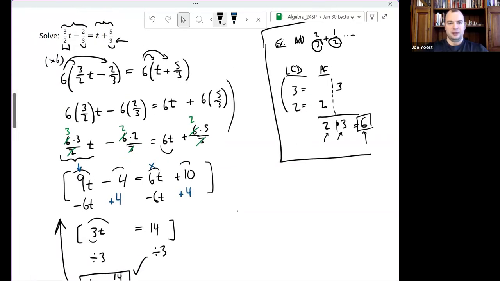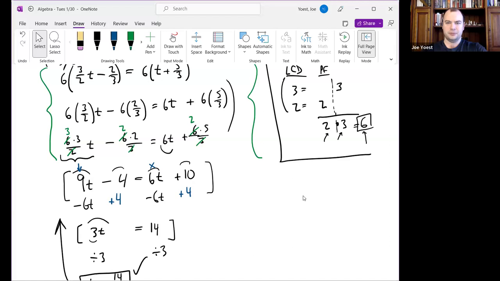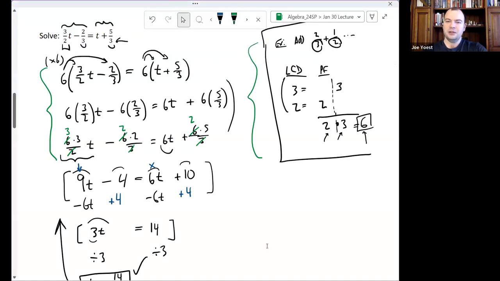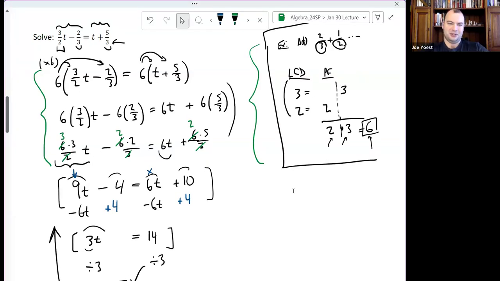So this was a decent bit of work. Give me a second here. My Zoom panel, for some reason, has decided to pop down and stay down.